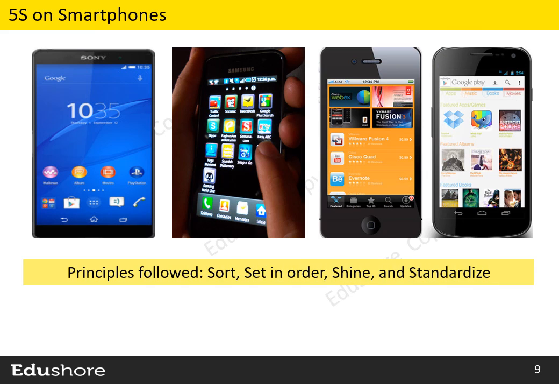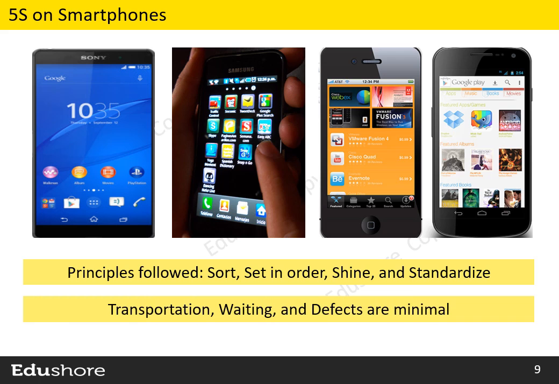5S on smartphones. On our smartphones, we see how the apps, menus, and the navigation screens are organized according to their category and functionality, and we see that transportation, waiting, and defects are minimal for the users of smartphones.